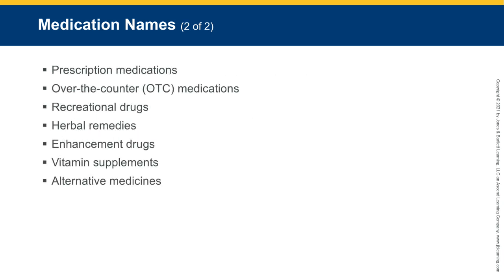Medications fall into several categories. Prescription medications require a doctor's order, while over-the-counter, OTC, medications can be purchased without a prescription. Other substances include recreational drugs, herbal remedies, performance-enhancing drugs, vitamins, and alternative medicines. As an EMT, understanding these categories helps in assessing a patient's medication history.